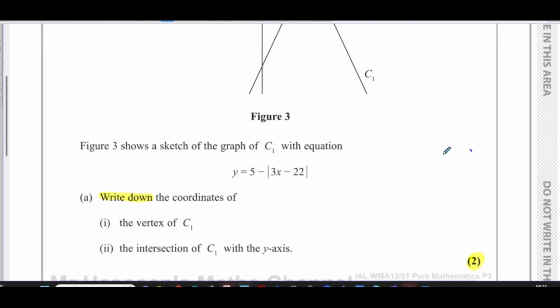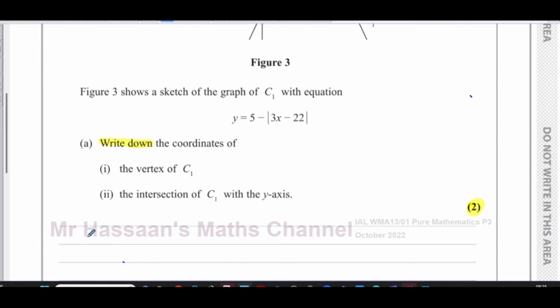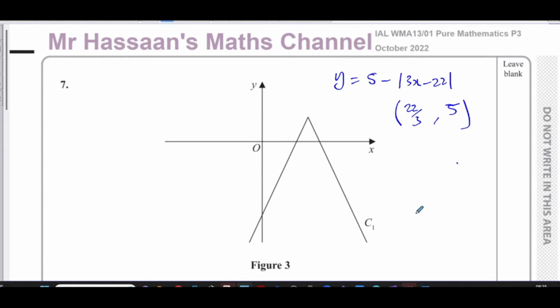So the answer, and that's why it says write down, part 1 is 22 over 3 for the x coordinate and 5 for the y coordinate. That's the vertex. That's the answer to part 1, 1 mark. That's all you have to do. You don't have to show any steps. But I want you to understand why that is the case.